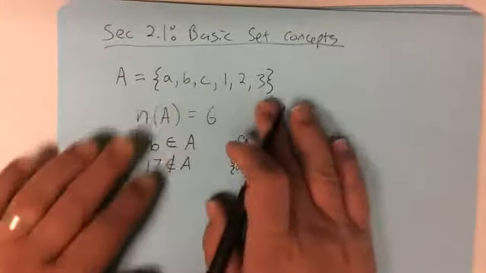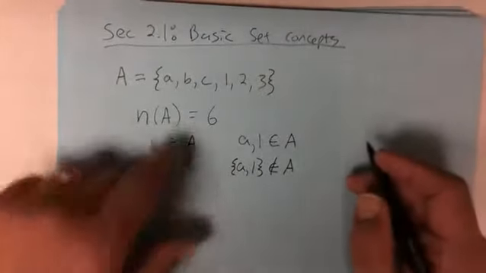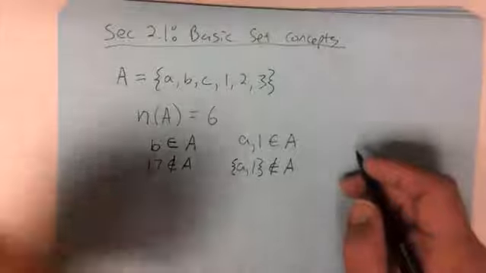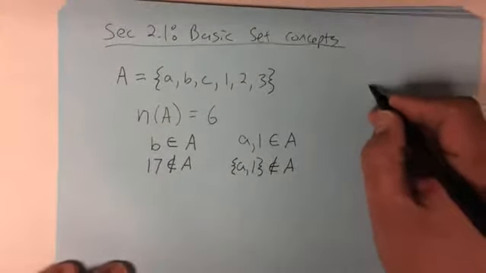Now when you list them out, the order of the elements doesn't matter. They can be listed out in any order. This is a natural ordering, and so it kind of makes sense to list them like that. But however they're listed, it would be the same set.